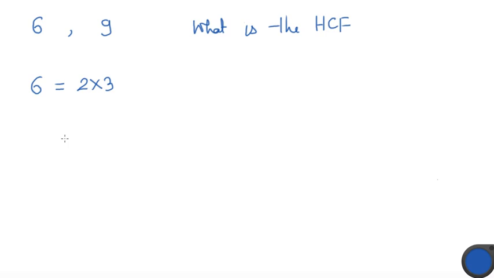Yes, those atoms are called prime numbers, and they are the prime factors of 6. So 2 and 3 are the prime factors. Okay, that's good. Let's look at 9. Bring your magnifying glass and look at 9. It is 3 into 3.